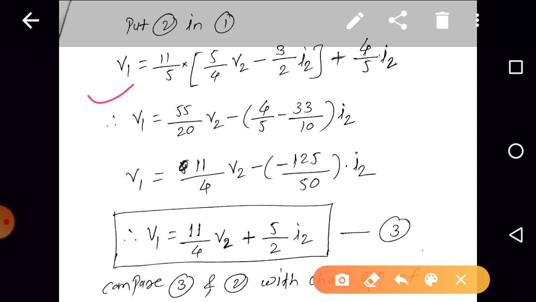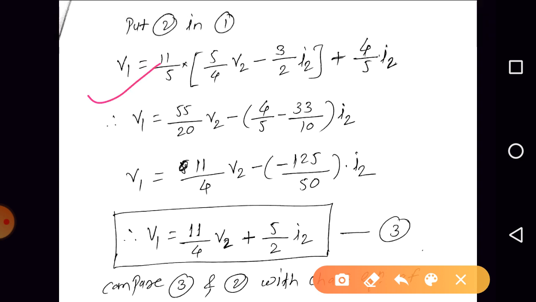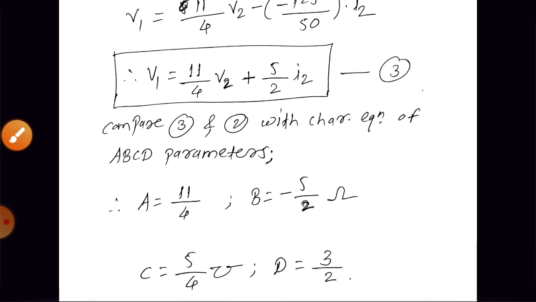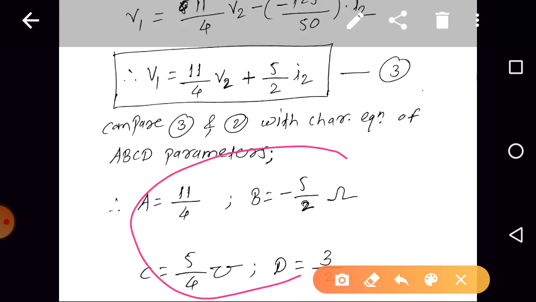After putting equation 2 in equation 1, we write V1 equal to this term. After rearranging the terms, we get the expression for V1 in terms of V2 and minus I2. Comparing this equation with V1 is equal to A V2 minus B I2, A is equal to 11 by 4. We need to compare with minus I2, so B is equal to minus 5 upon 2. These are the final values of the ABCD parameters.